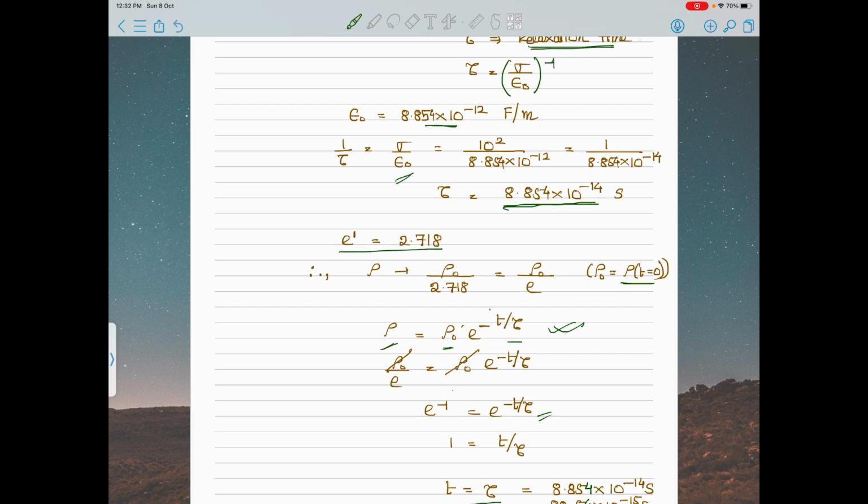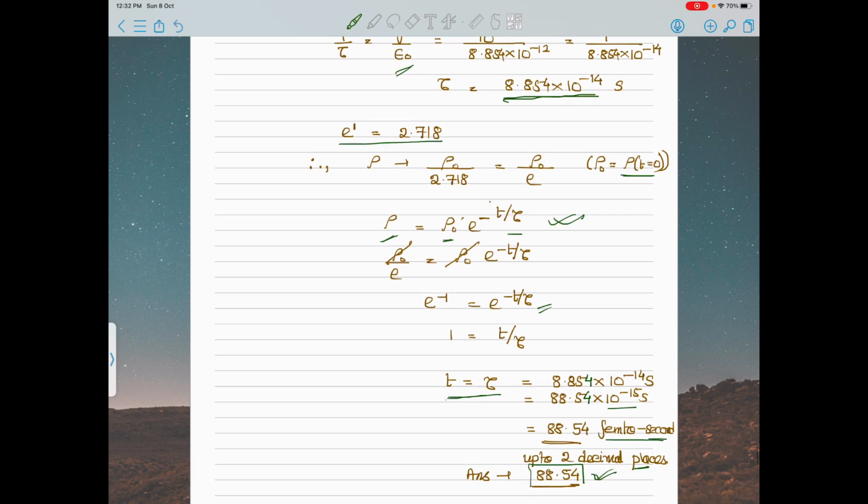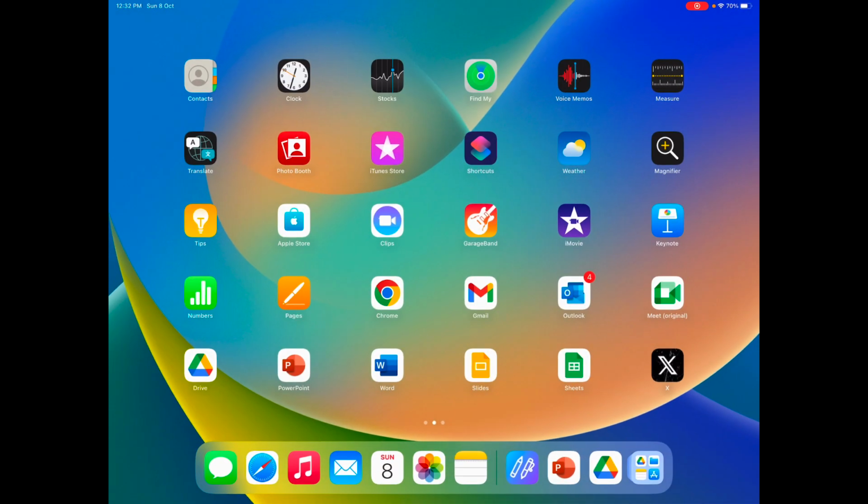So rho naught cancels, and we compare and get that t is nothing but the relaxation time tau, which we have already calculated, and in terms of femtosecond it comes out to be 88.54. So the answer is 88.54 femtoseconds. So 88.54 femtoseconds are required for the charge density to reduce to its 1 by e value of the original one. So that is the answer.